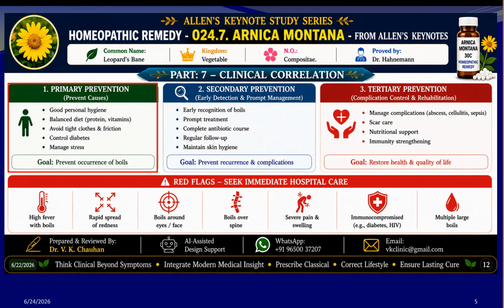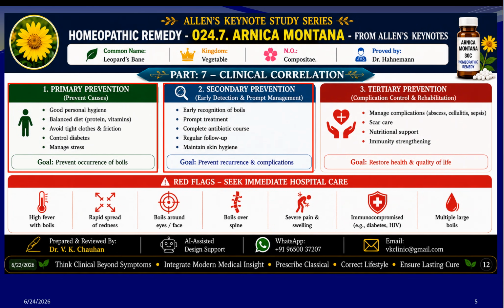If you are diabetic, please control your diabetes. If you are having stressful life situation, stress management is very, very important. The immediate goal of this kind of counseling and patient education is to prevent the disease, and if the disease is there, prevent the recurrence. That is the fundamental thing which we have to keep in mind.